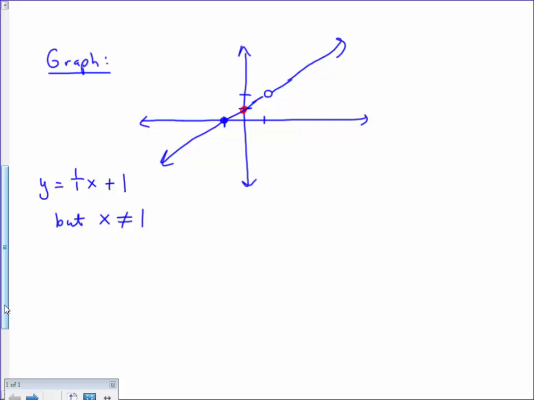Now be careful, if you were to graph this on your graphing calculator, you're going to see just a straight line. Your graphing calculator isn't smart enough to find that hole that you had at x equals 1. Okay, so be careful about checking this on your calculator. Even though it will show you that you have a linear function, it will not show you the hole.